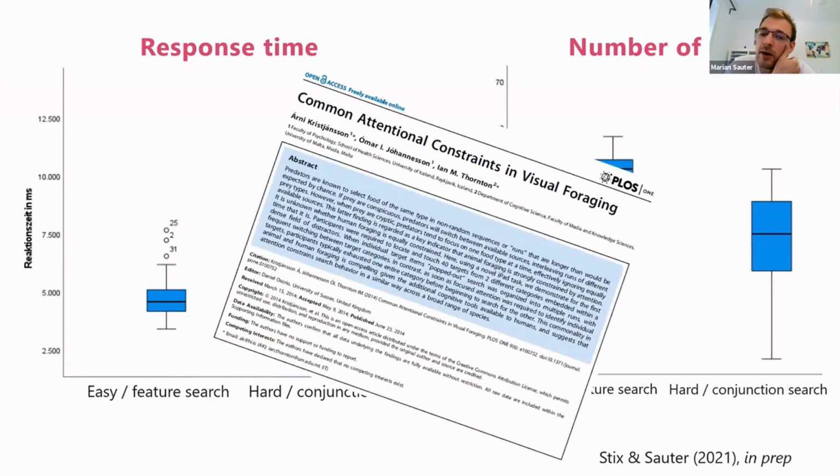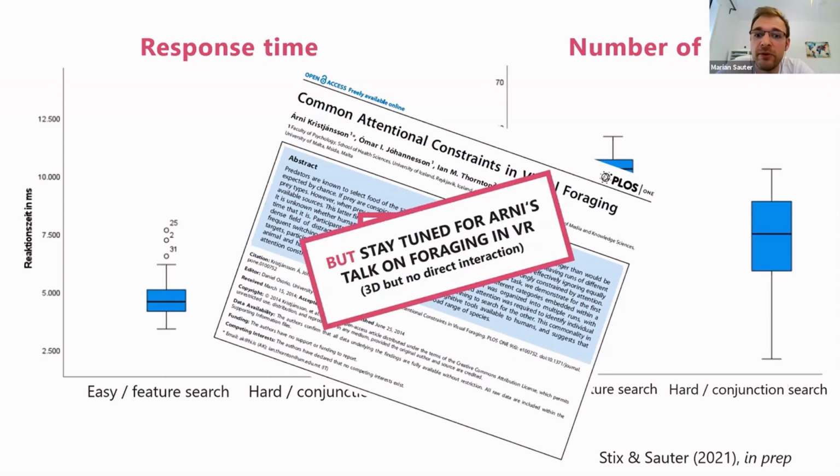This was inspired by an experiment from Anne Christiansen, on a common attentional constraint with foraging. She did this in the visual domain with iPad touch devices. So we were pretty pleased we could reproduce it in the haptic domain. And stay tuned for Ani's talk on foraging in VR later today, because he might challenge this view of the world.